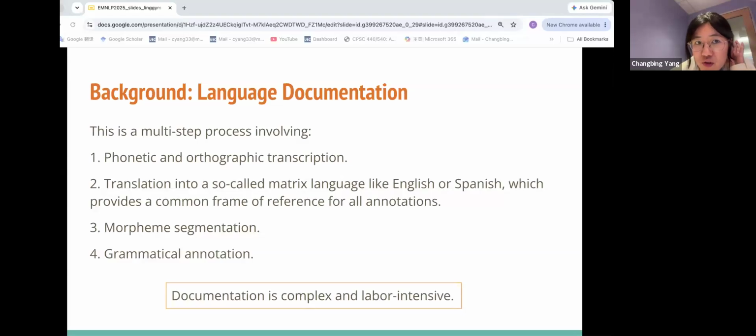It is translated into a matrix language. We usually use a high resource language, for example English or Spanish, to provide a common frame of reference for all the annotations. And the third step is to do a morpheme segmentation. I will explain it in the next slide. And another one is a grammatical annotation. We call it gloss. I will also explain that in the next slides.